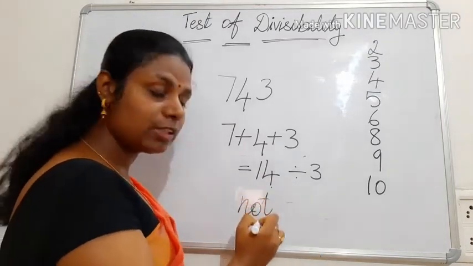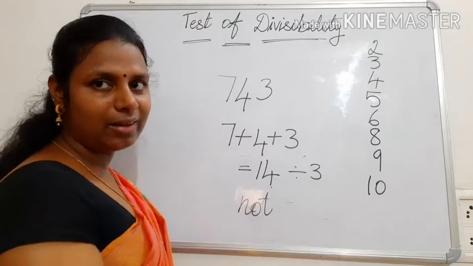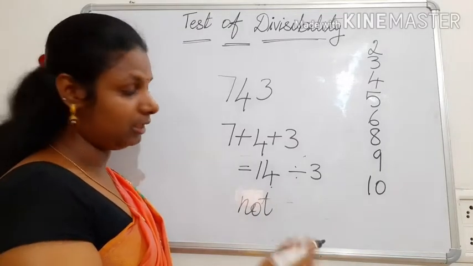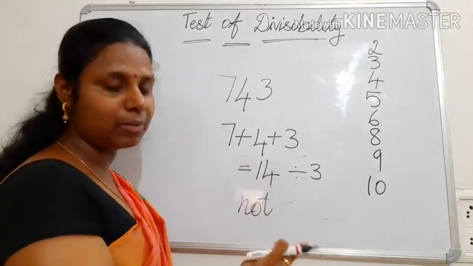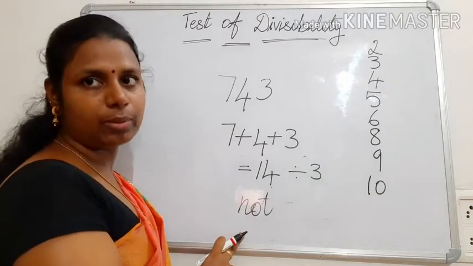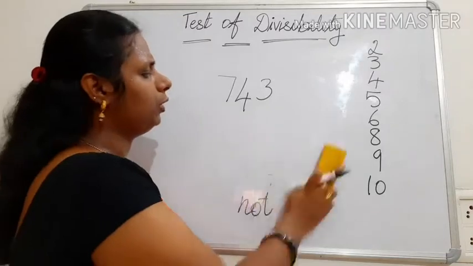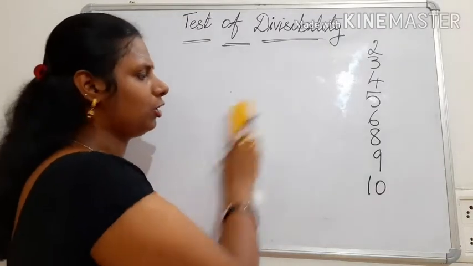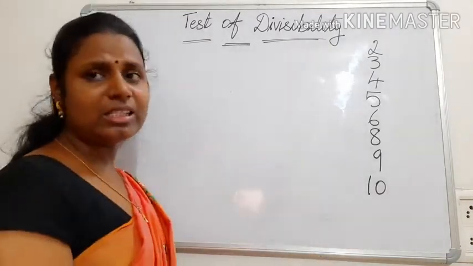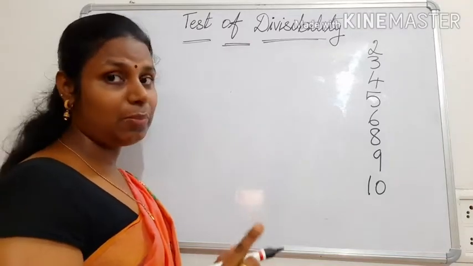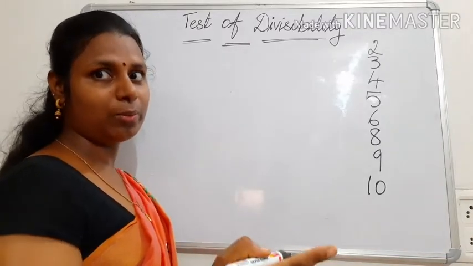If it is divisible by 3, then that number is divisible by 3. If a remainder is coming, that means it is not divisible by 3. Okay, understood? Any number you can take, how many digits, that's not a matter, you just have to find the sum of the digits. Okay, the same method we are going to follow for a few more numbers also.